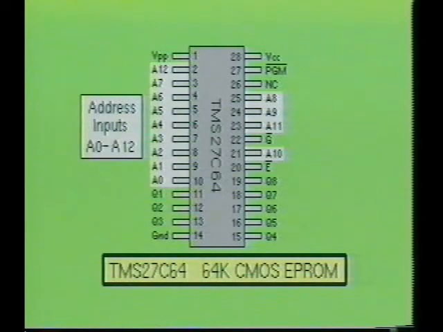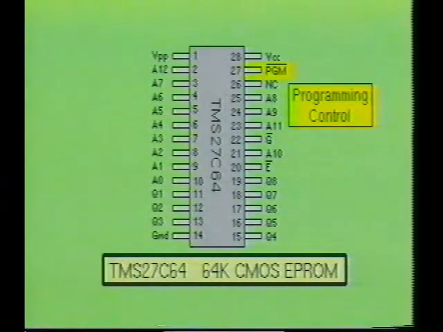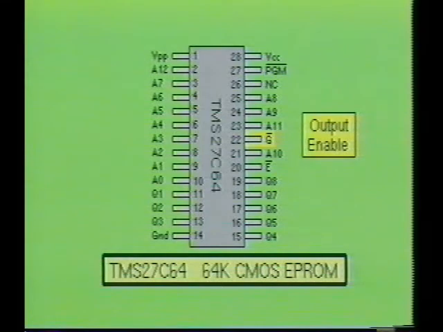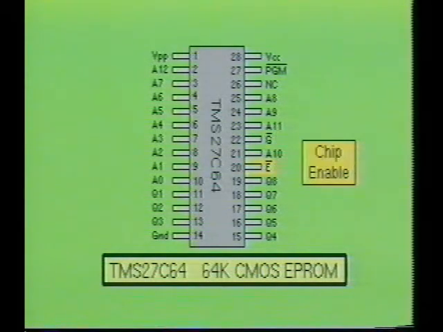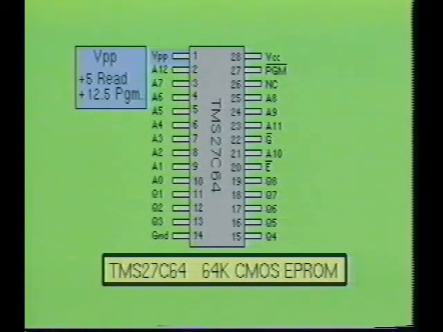The TMS27C64 has 13 address inputs labeled A0 through A12, 8 data inputs/outputs labeled Q1 through Q8, and 3 control inputs labeled not PGM for program, not G for output enable, and not E for chip enable. This IC also contains 2 power supply pins. VCC is plus 5 volts, and VPP is plus 5 volts for normal read operations and 12.5 volts for programming operations.